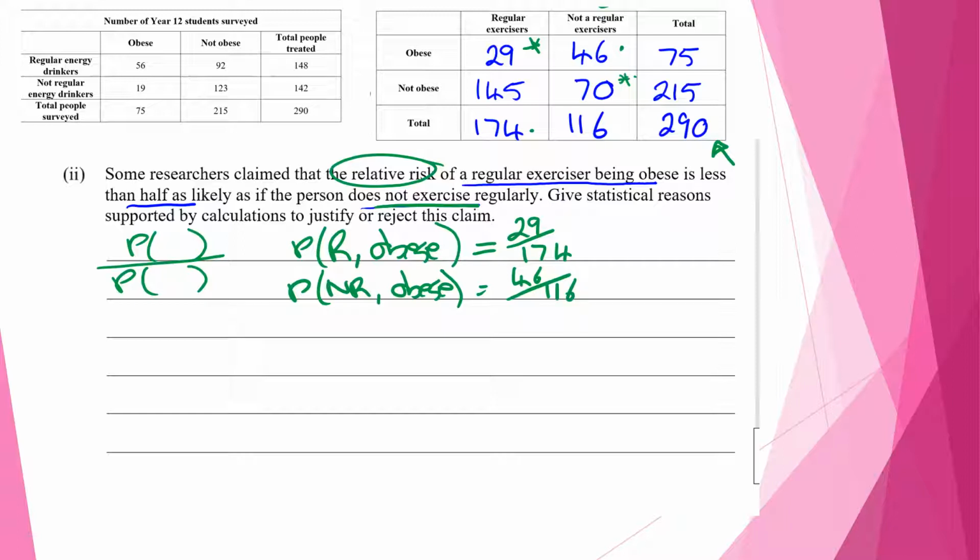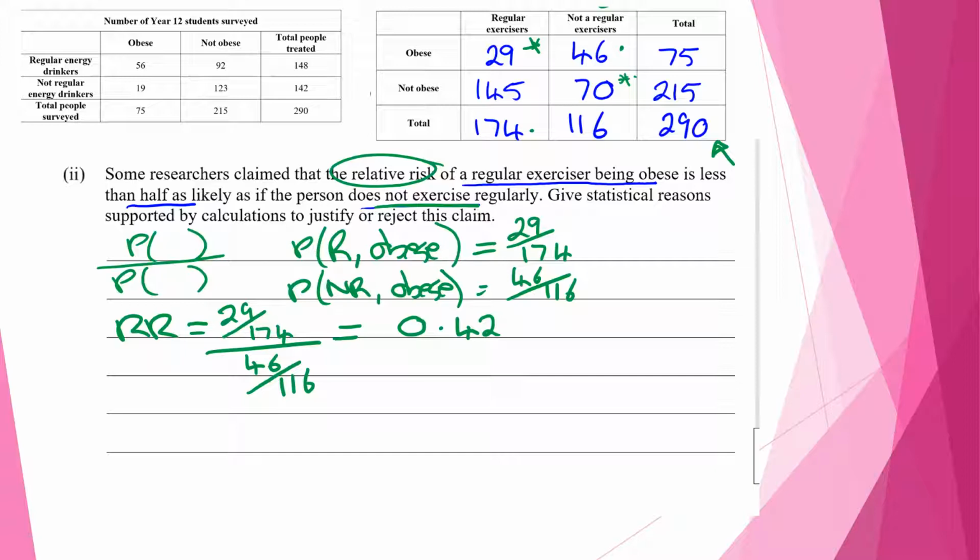Okay, so the relative risk, I'll just call it RR, is going to be 29 out of 174 divided by 46 out of 116. Pop that into your calculator without rounding if you can, but if you round, you're just going to have a little bit of variation in your answer. So the answer comes to 0.42.